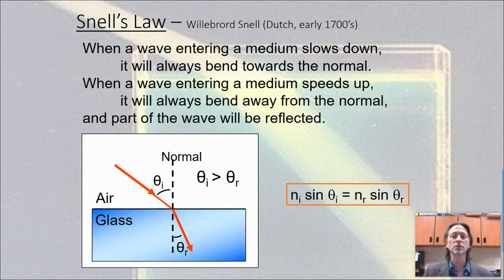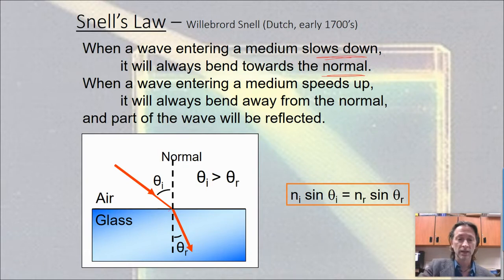So when a wave enters a new medium, it slows down. And what that slowing down will do is bend the wave, or bend the light, towards the normal if it's going into a more dense medium. So when it goes into a more dense medium, it slows down, causing the light to get bent towards the normal. When it enters a less dense medium, it will speed up and bend away from the normal.